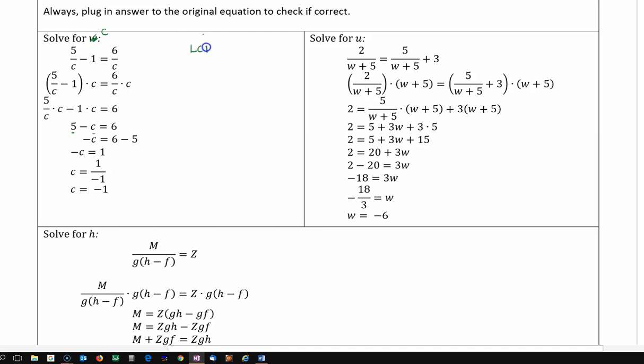So you get the LCD, which is C, multiply both left-hand side and right-hand side by C. And it seems like we just introduced a new obstacle, the parentheses. So we distribute the C. And that becomes 5 over C times C minus 1 times C. The C cancels, it becomes a 1. Now the same thing happens on the right-hand side, that becomes a 1. So we're left with 5 minus C equal to 6. That is so much simpler.